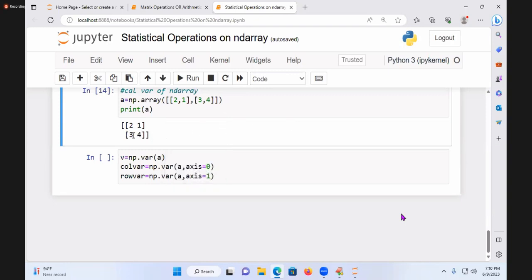3 minus 3.5, 0.25. 4 minus 3.5, 0.5 whole square, 0.25. 0.25, 0.25, 0.25 by 2. What is the answer? 0.25.